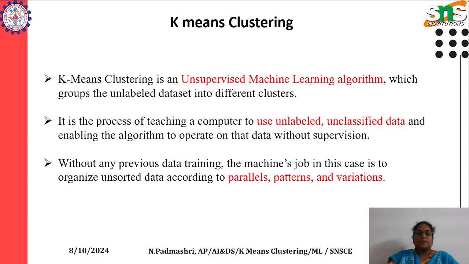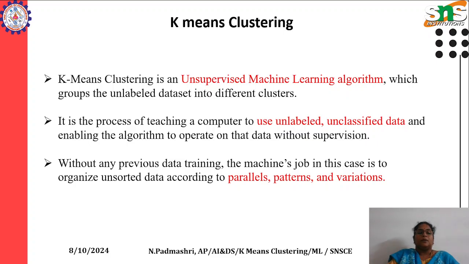Okay, so it is a process of teaching the machine to use the unlabeled and also unclassified data set, which enables the algorithm to operate on the data without any supervision. Here we don't have any supervisor to monitor what is going on in the algorithm. Only the machine itself will understand what is there in the data set, analyze what type of data set it is, and classify it automatically.